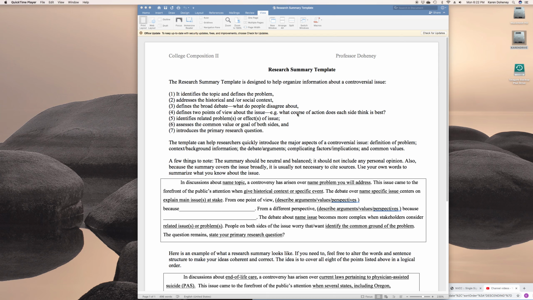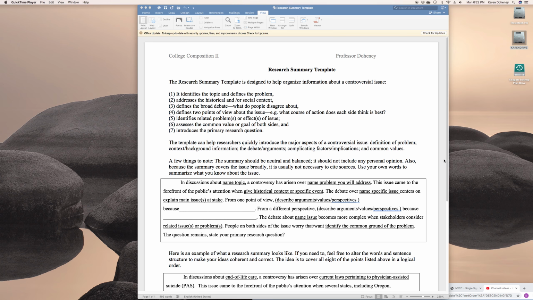So the first thing it does is help you discern between the topic and the problem that you are addressing. So remember, topic is broad, problem is specific. So your topic might be the environment, and the problem you're talking about in the environment might be contaminated groundwater, for example. The second thing it does is address the historical or social context.